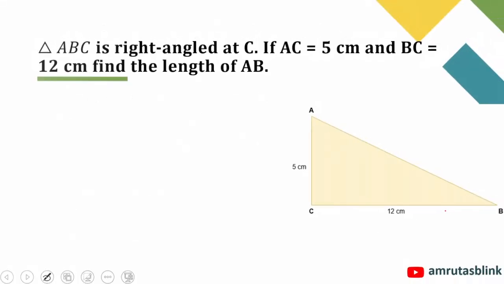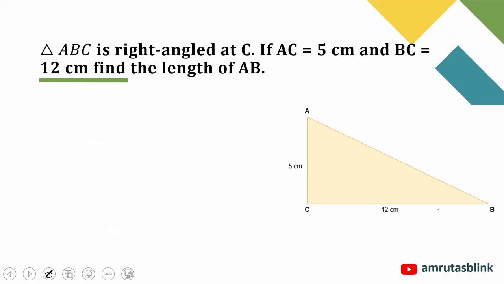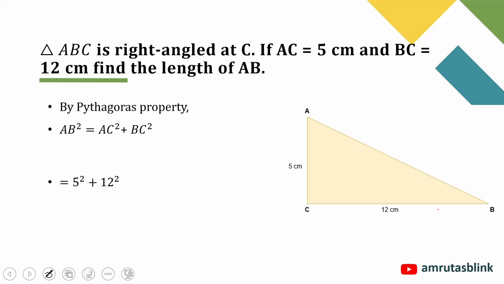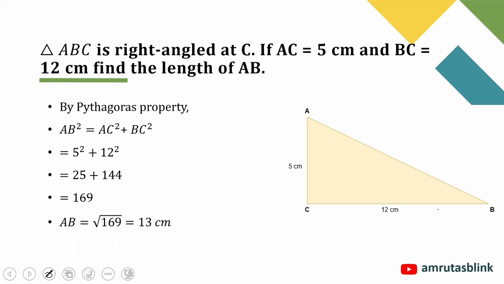Triangle ABC is right angled at C if AC is equal to 5 cm and BC is equal to 12 cm. Find the length of AB. By Pythagoras property, AB square is equal to AC square plus BC square. So AB square is equal to 5 square plus 12 square, 25 plus 144, which is equal to 169. Hence AB is equal to square root of 169, which is equal to 13 cm.